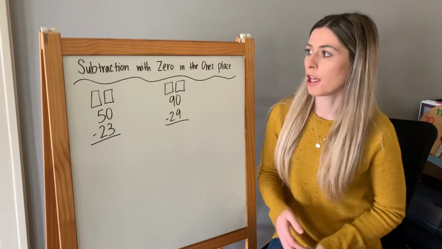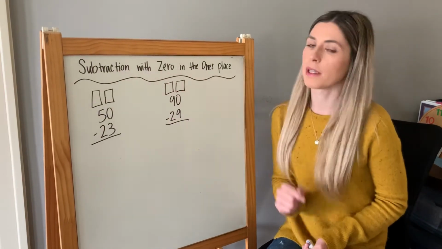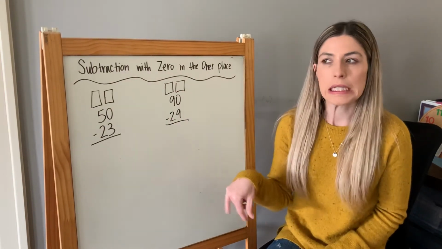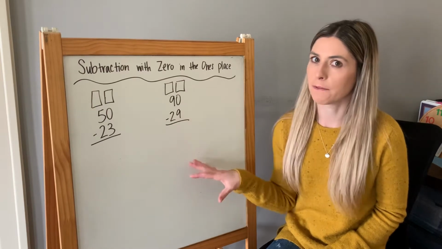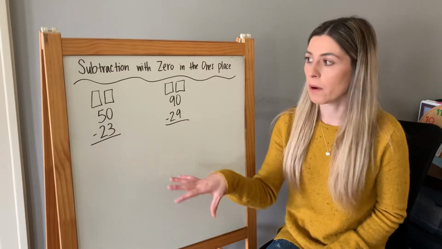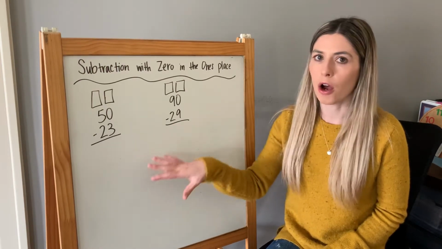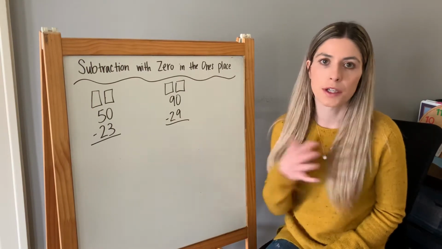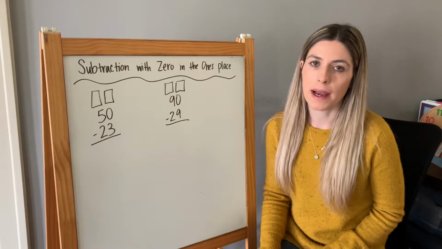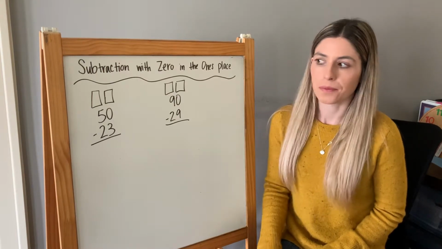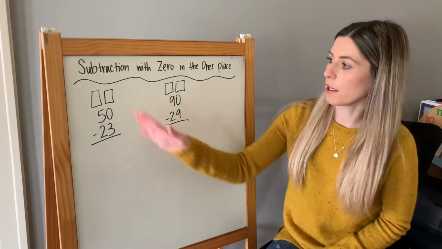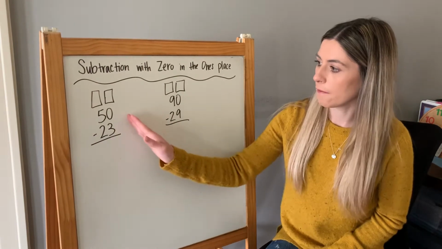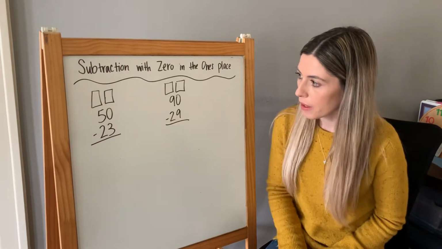Today, we are talking about subtraction with 0 in the ones place. Now, this isn't really different than something we've done before. You actually already have the skills to do this all on your own. I'm just going to review it with you right now to remind you what steps to take. So, we are going to start with this problem right here, 50 minus 23.